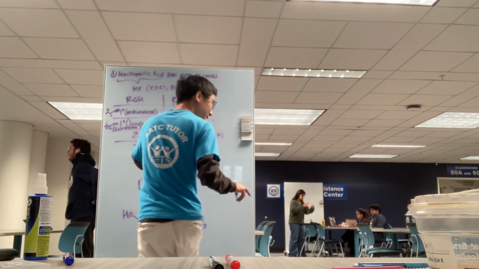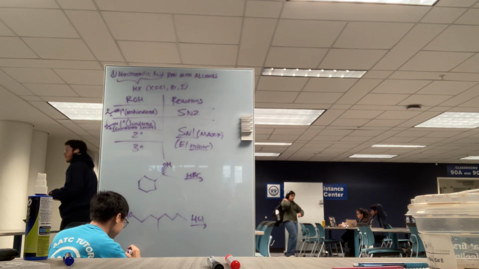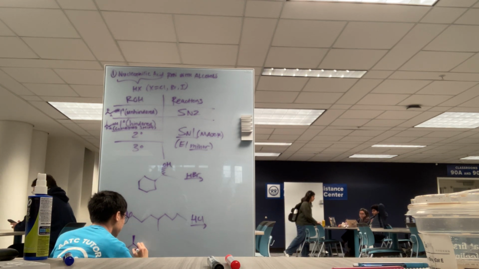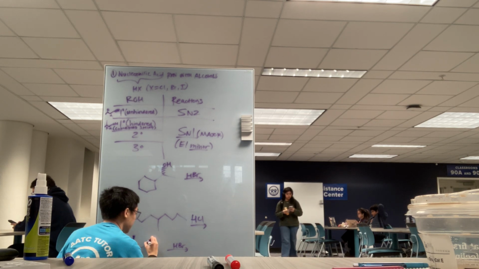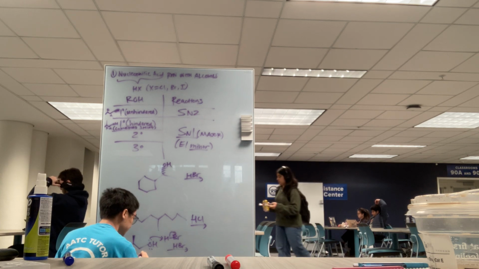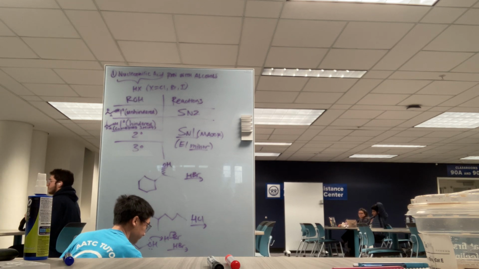Okay, I'll show you that just in case it shows up. So if you had a hindered alcohol like this, and you react this with HBr, the first step is still the same. We protonate the alcohol to create the oxonium ion, a good leaving group.